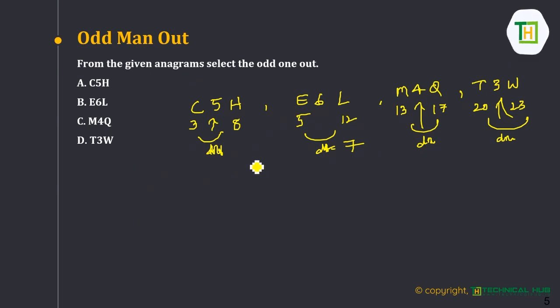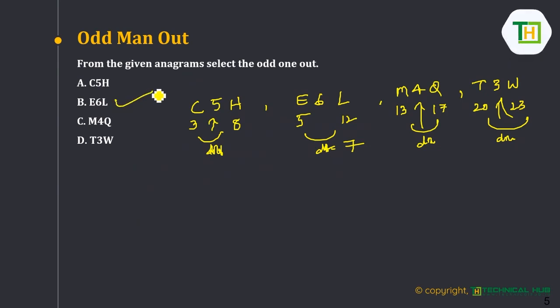Using the gap rule, it is not possible, so go for alphabetical and check one by one. You can see the options and directly find the answer. Here the difference between the first and last letter is the middle number. So only option B is different from the remaining options. Options A, C and D are following the same rule, so B is different. Option B is the correct answer.